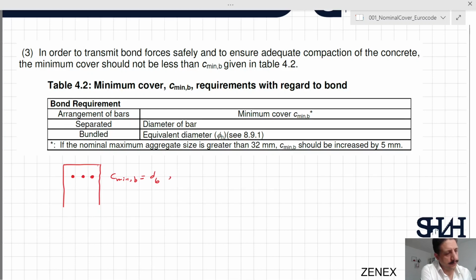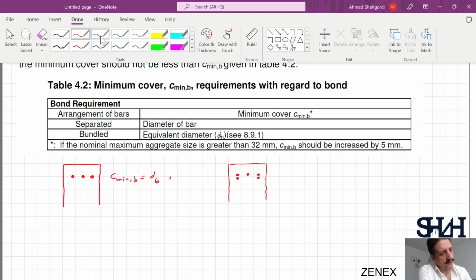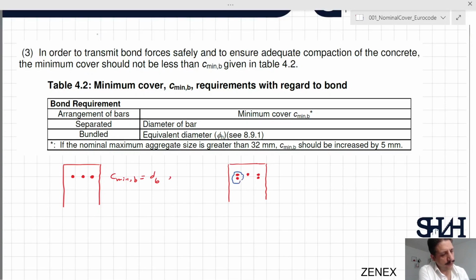Very simple, very straightforward. But if we have bundled bars, for example in a very big, enormous element, then you might need to use 2 reinforcement bars together and bundle them together. In that case, you need to calculate c min,b according to the bundled equivalent diameter.